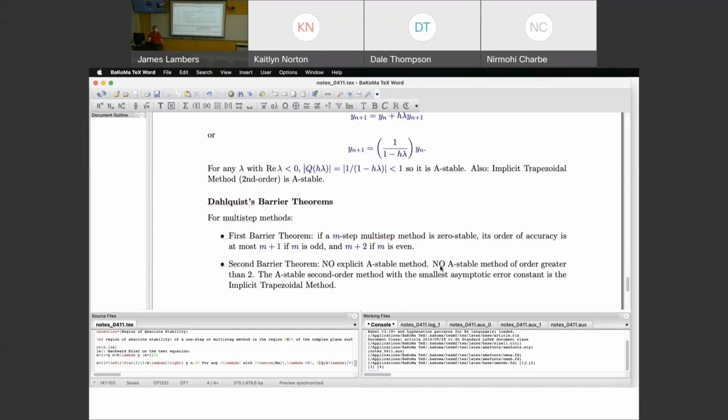Also, high order accuracy and A-stability are incompatible. So I showed you an example of a first order method, backward Euler, and a second order method, implicit trapezoidal, that are A-stable. You cannot have a higher order accurate A-stable method than that. Also, the implicit trapezoidal method is, in a sense, the best A-stable method because the error is order h squared, but the constant in front of the error is the smallest for the implicit trapezoidal. So after that, the party's over. No more A-stability. Dang it.